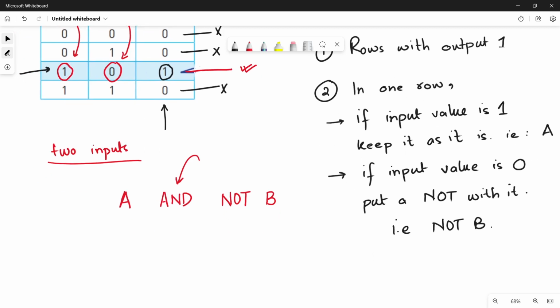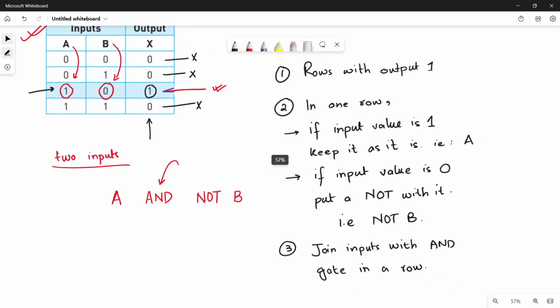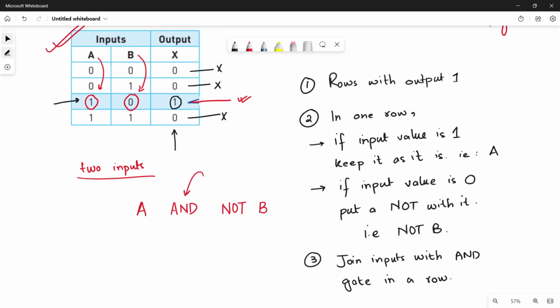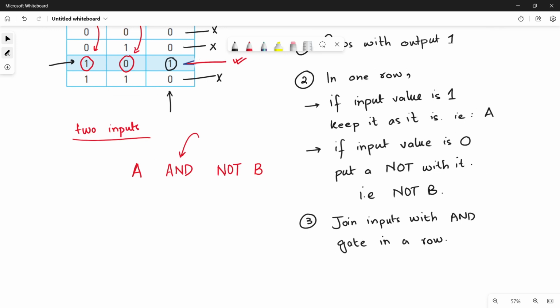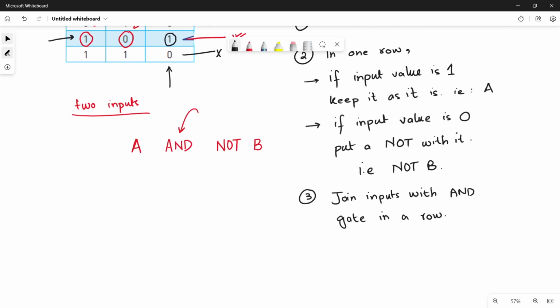And the final thing that you need to know is to join the inputs with an AND gate. Inputs with an AND gate in a row. When you are working with a single row, just join their inputs with an AND gate. Okay, this is what we have done with this table. Now quickly moving towards, this is your logic expression.